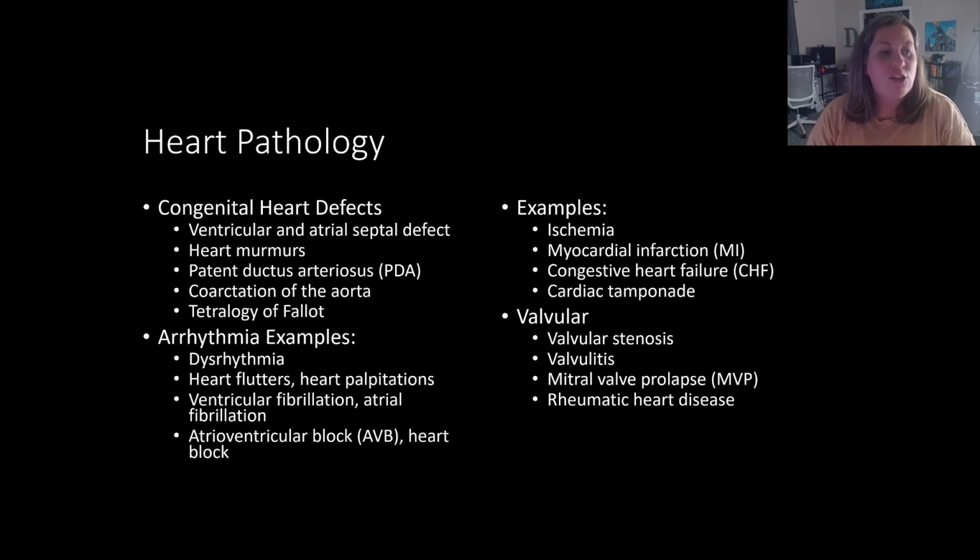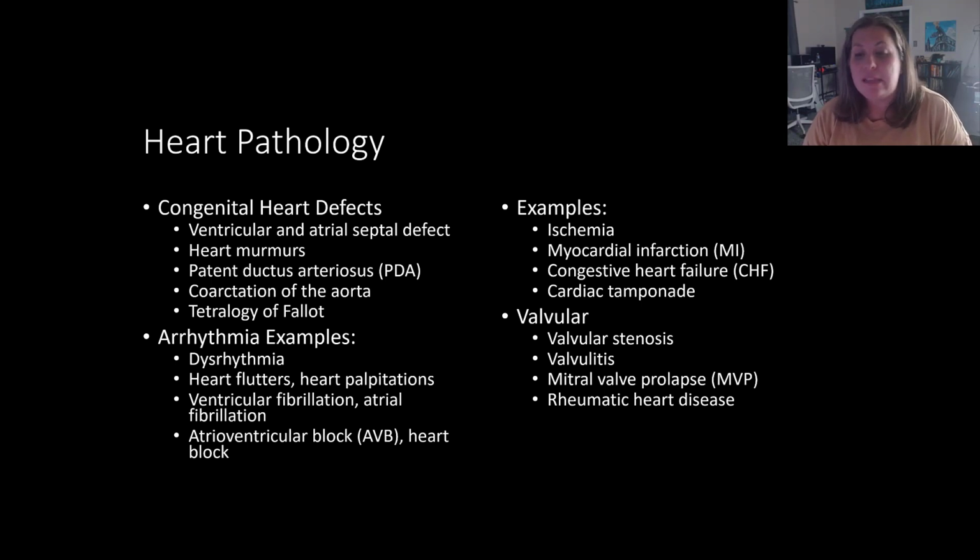We then have the atrioventricular block, or AV block, or AVB. This is where the impulse transmission from the atria to the ventricles is impaired somehow. This is normally an issue where it's not sending the signal, so this causes an arrhythmia to occur, and it causes part of the heart to be blocked from its contraction.